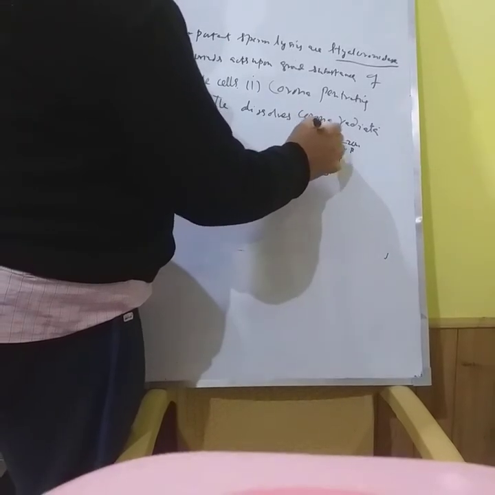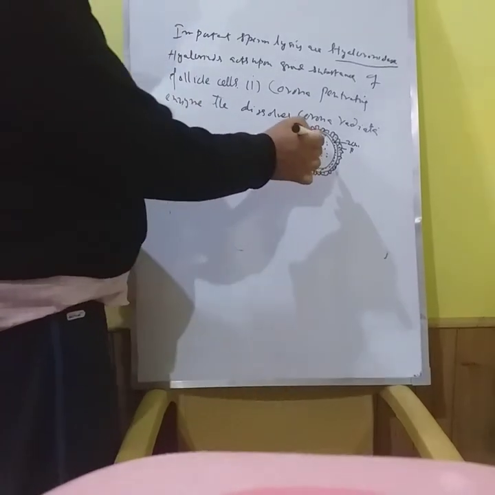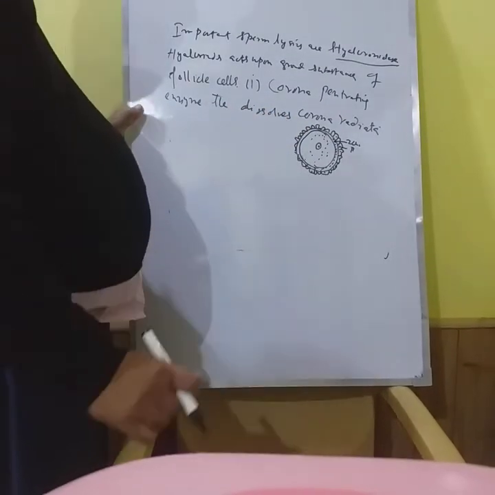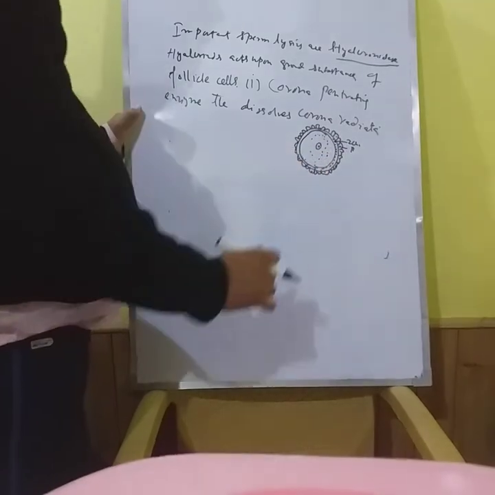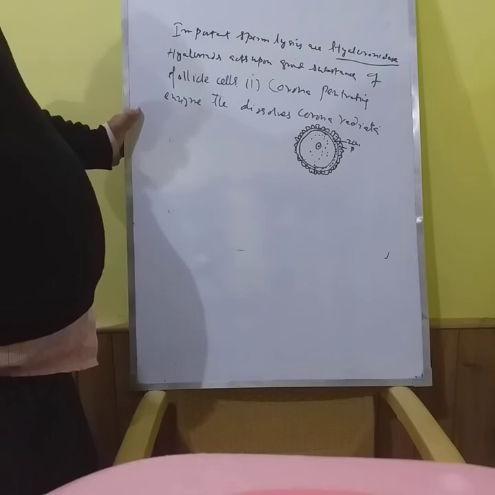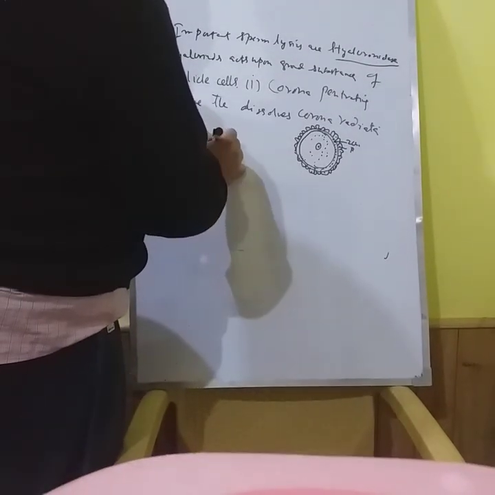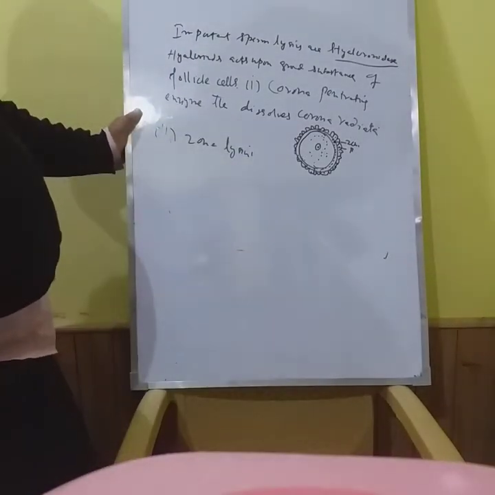Remember that the cells are present on the outer layer of the zona pellucida. These are called the corona radiata. Here this enzyme hyaluronidase acts upon these corona radiata. It dissolves this corona radiata, and number second is zona lysin. This is the name of the second enzyme.